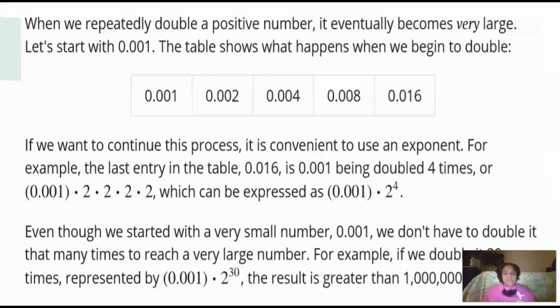And if we wanted to double this number 30 times, it could be expressed as 0.001 times 2 to the 30th power, where the result could be 1 million. So we could take a small number and easily make it a really big number by multiplying it by an exponent.